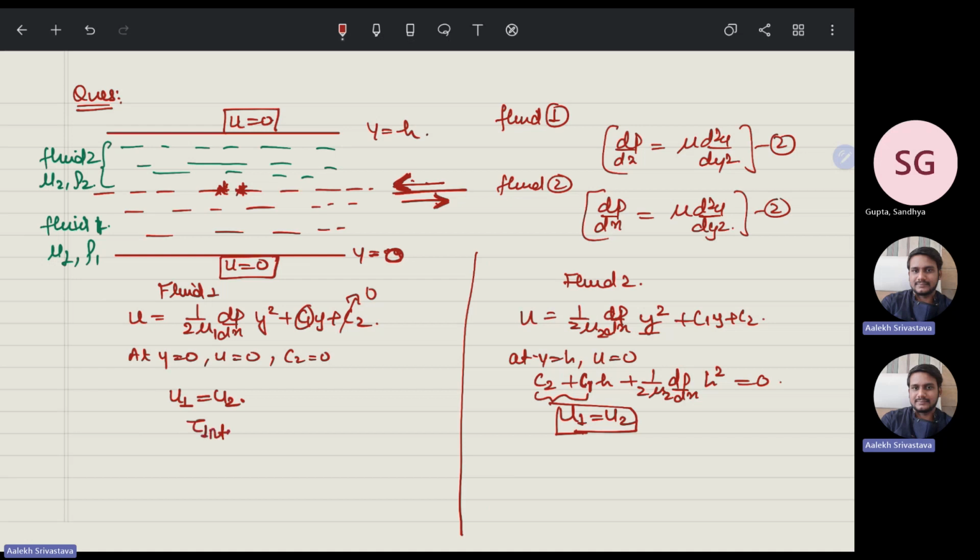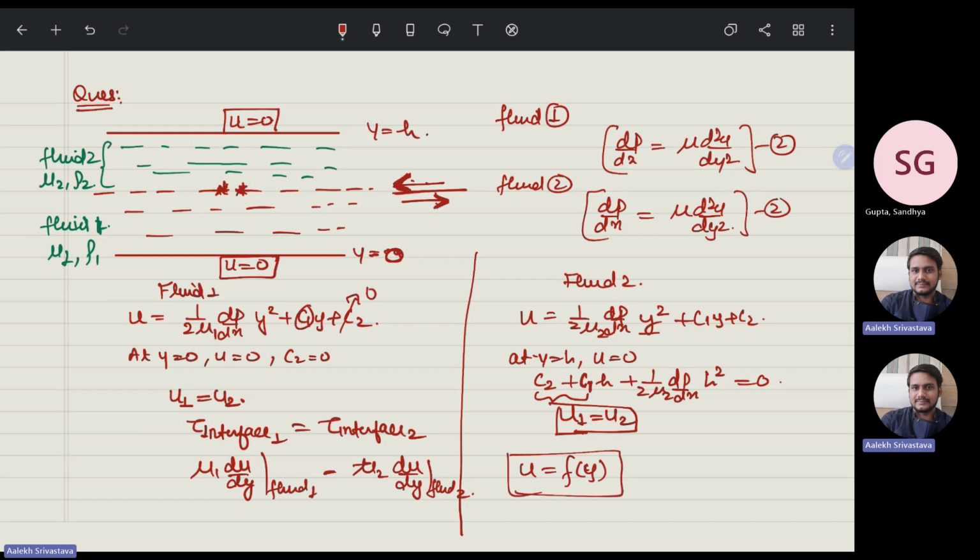tau at the interface for fluid 1 is equal to tau at the interface for fluid 2. That means mu1 du by dy of fluid 1 is equal to mu2 du by dy of fluid 2. So now we have four boundary conditions and we have four unknowns. We can simply solve this problem and we can get the equations. Like what is the equation for velocity profile? Okay, that will be a function of y and that will incorporate both the fluid layers. So in this way, we can solve the problem.